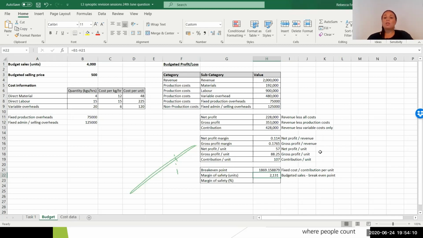So Rachel's just asked, should we round up the break-even point? What I do with my calculations, and I do this every single week, is I leave them in the format that they come out.